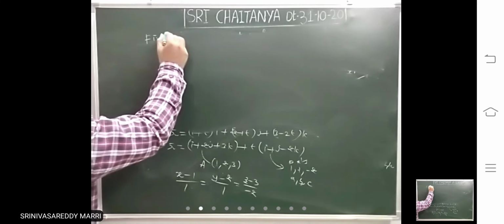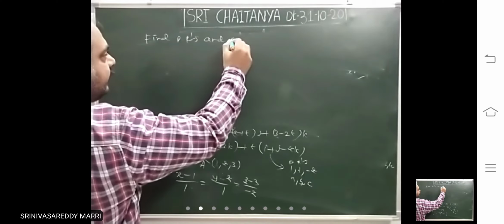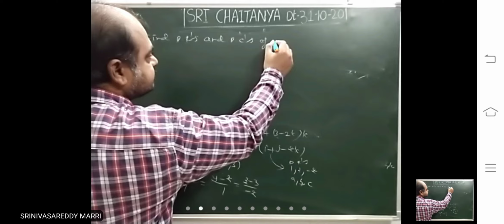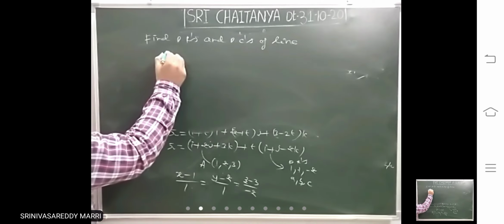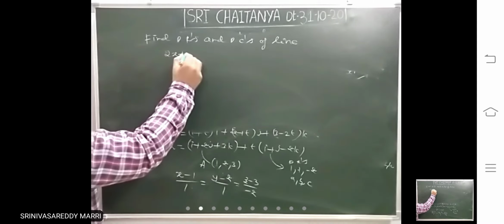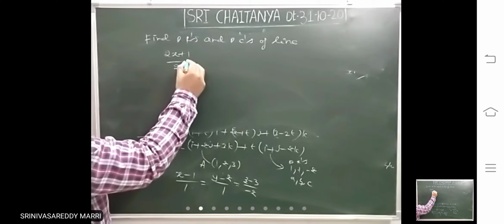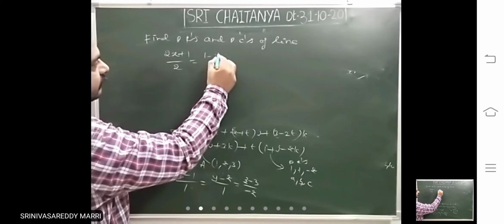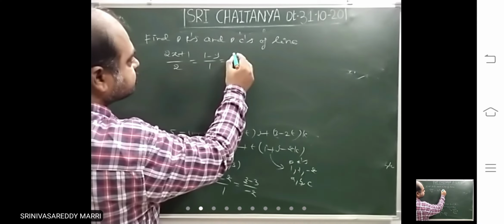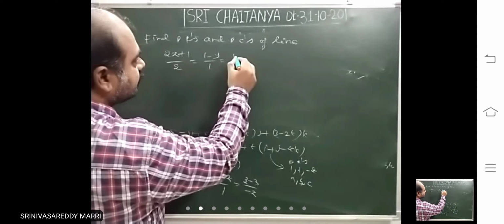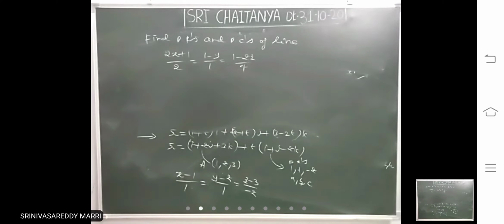Suppose we are asked to find the DRs and DCs of the line (2x plus 1)/2 equals (1 minus y)/1 equals (1 minus 2z)/4.